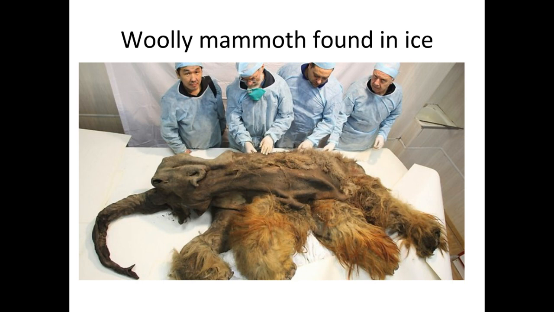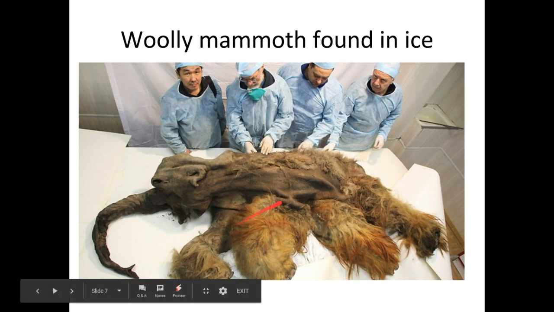Some ways that organisms are buried quickly and deeply are, for example, in ice. They're extremely rare since the climate on Earth has changed so dramatically over the course of millions of years. But here's an example of a woolly mammoth that was buried quickly and deeply in ice and was preserved perfectly and can tell us a lot about Earth's past.